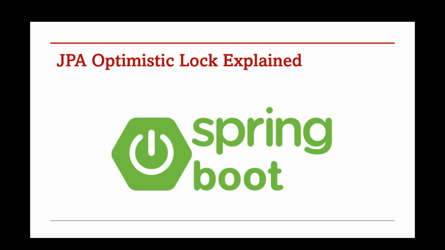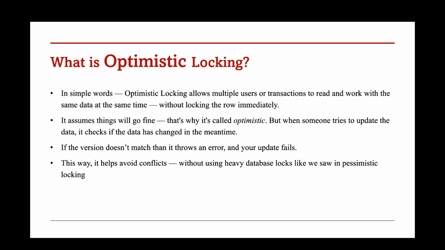In this video, we're going to talk about optimistic locking in JPA. Alright, so what exactly is optimistic locking? In simple words, optimistic locking allows multiple users or transactions to read and work with the same data at the same time, without locking the row immediately. It assumes things will go fine, that's why it's called optimistic.